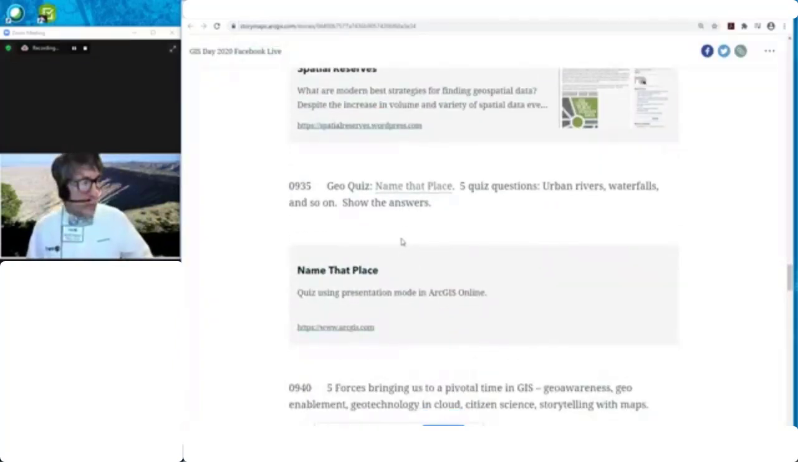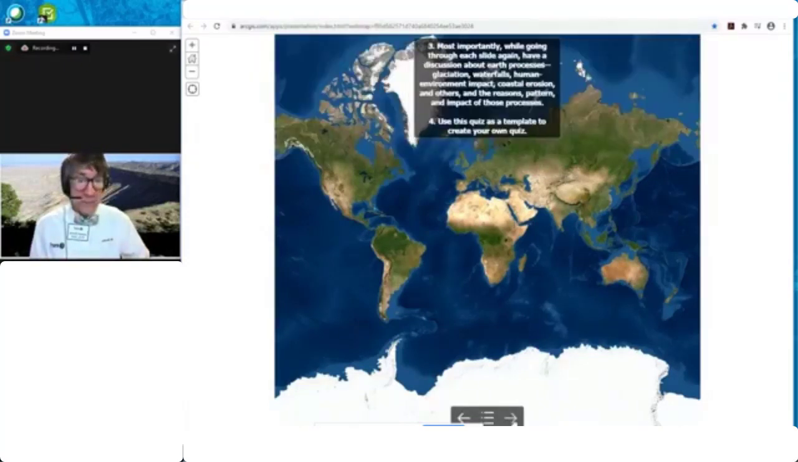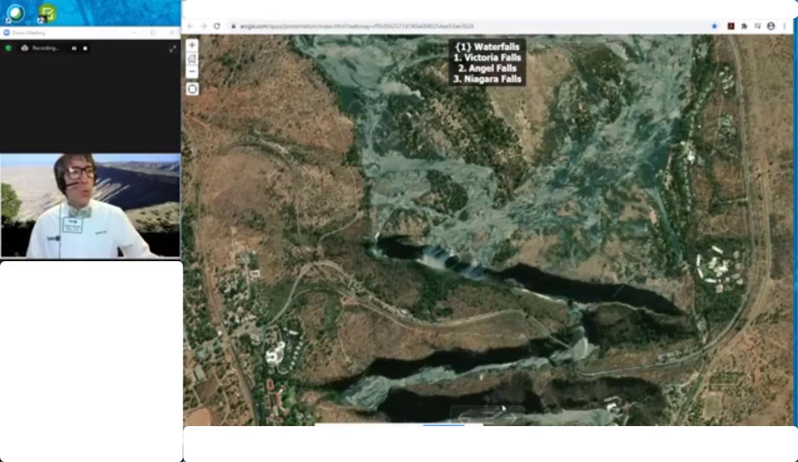Geo Quiz Time, folks. Geo Quiz Time. Name that place. This is going to be fun. I've got a variety of essays out there on how to create quizzes with these digital mapping tools, and this is the result of one of my investigations and development efforts. So I've got, in the presentation mode in ArcGIS Online, a simple name that place quiz, and I'd like you to explore just a few of them with me. Time doesn't permit us to do them all. But what about this one? Victoria Falls, Angel Falls, or Niagara Falls?